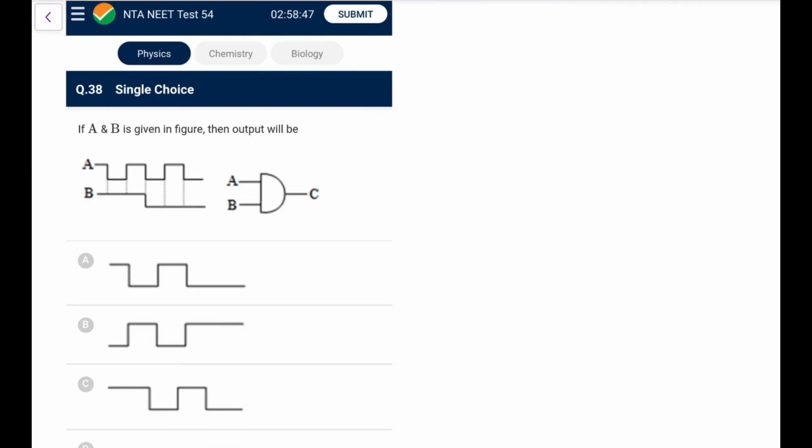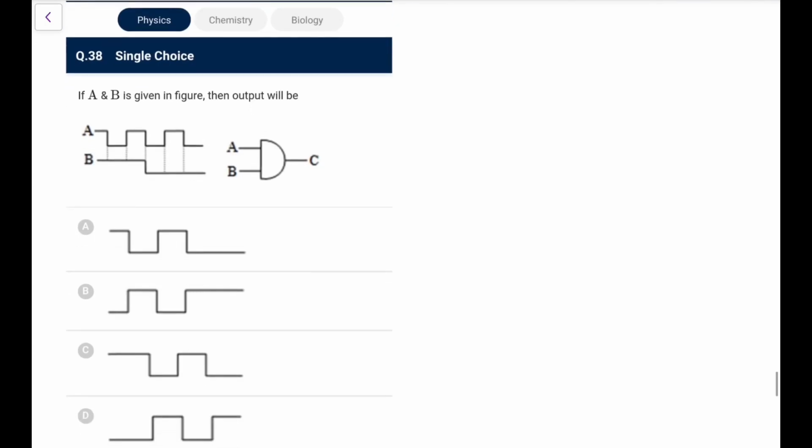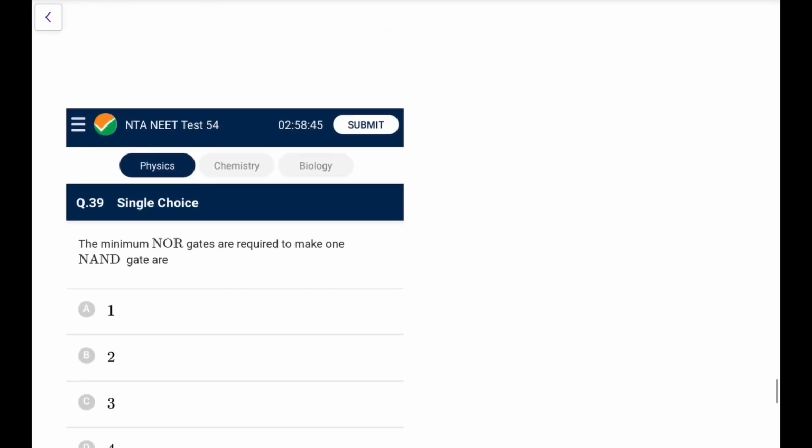Next one, if A and B are given in the figure, then what would be the output? First, identify which gate it is. You all know this is the AND gate. So the output is 1 only when both are 1. So these two instants will be 1, otherwise all will be 0. So whatever I am getting, only option A is the correct one. That was an easy one.